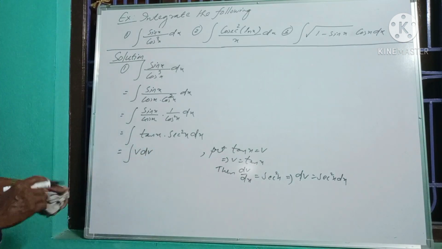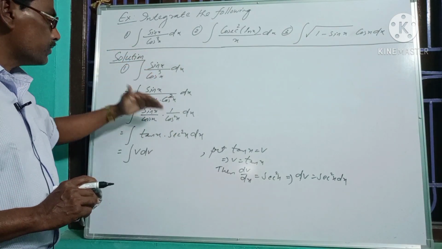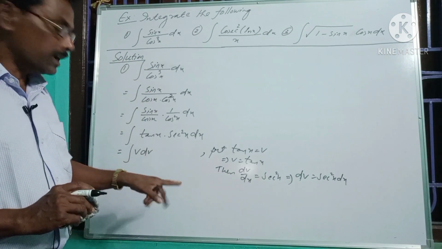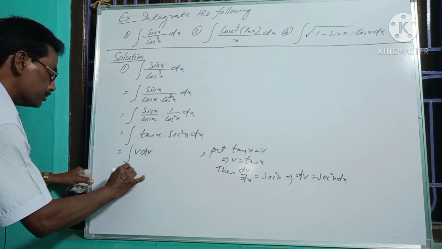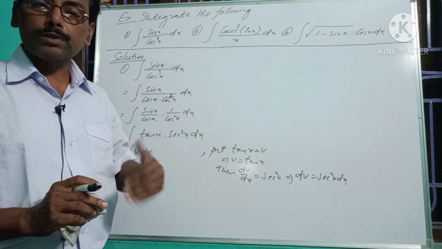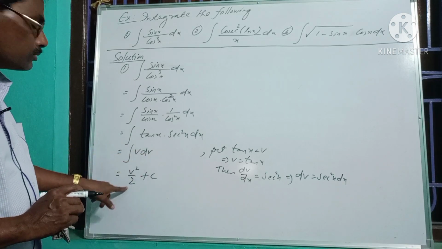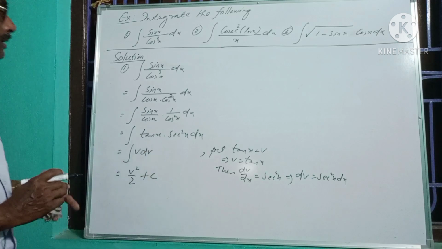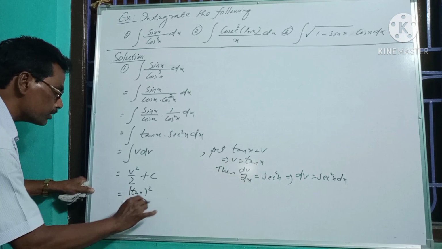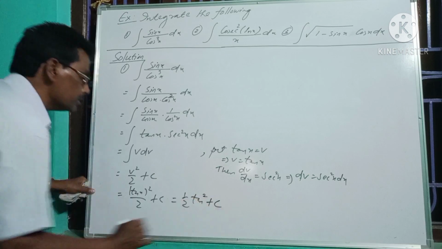Now see the original integrand, which was not in standard form. After substitution it transformed into integration of v with respect to v, which is easily integrable, and it is v square by 2 plus c, because integration of x with respect to x is equal to x square by 2 plus c. In the same way, integration of v with respect to v will be v square by 2 plus c. Now the integration is over, but we have to replace v, that is tan x whole square by 2 plus c, that is half into tan square x plus c, where c is the constant of integration.